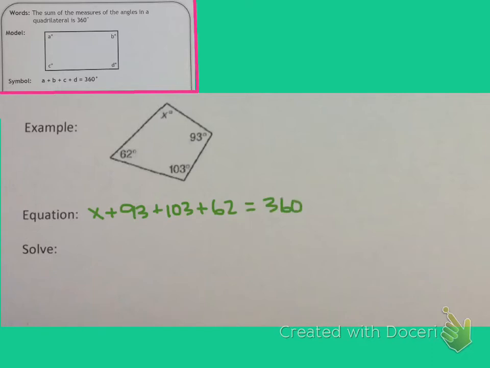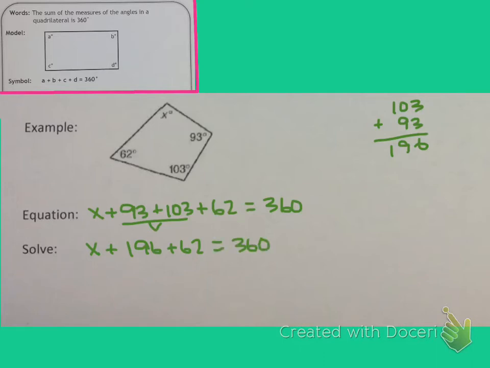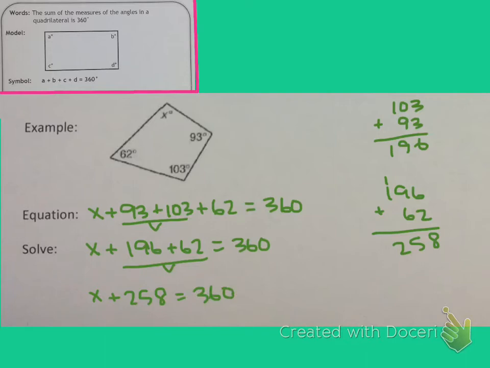And so I'm going to combine the like terms one step at a time. So I'm only going to combine these first two just to make sure I don't make any mistakes. 93 plus 103, that is 196. So we have x plus 196 plus 62 equals 360 degrees. And now I still have these two like terms that I can combine. So we will have x plus 258 equals 360.